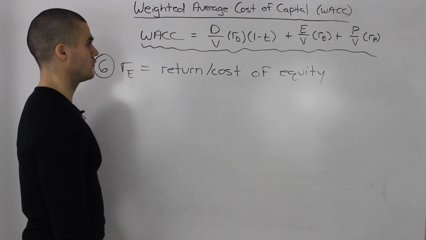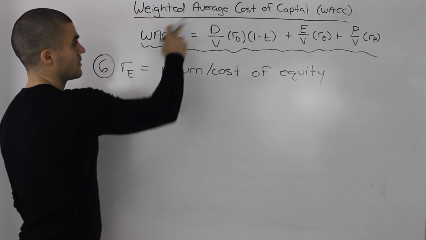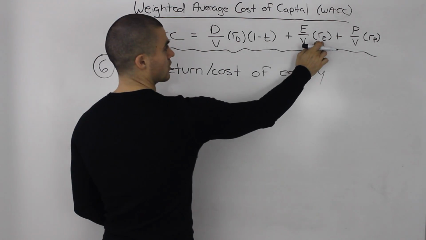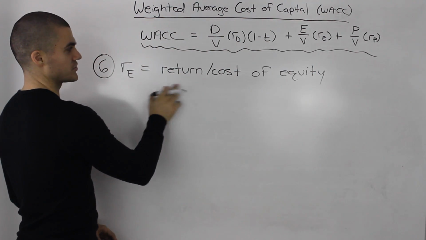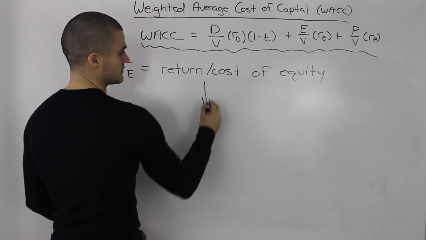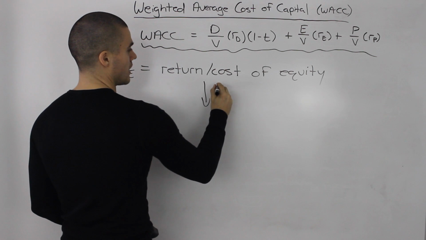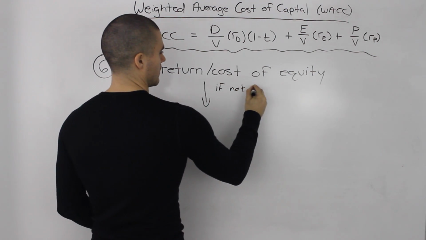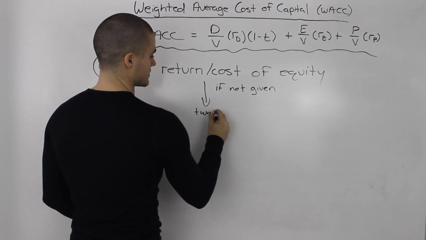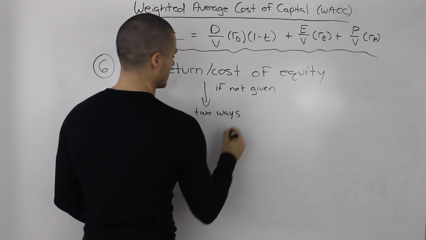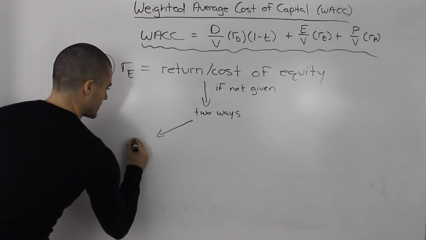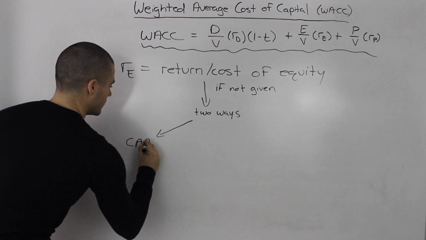All right, moving on to the sixth step of the weighted average cost of capital formula. We're going to calculate this RE now, which is the return or the cost of equity. And sometimes it's given, sometimes it's not, and if it's not given, there are 2 ways to calculate this one. It could be either way. The first way is using the CAPM formula.